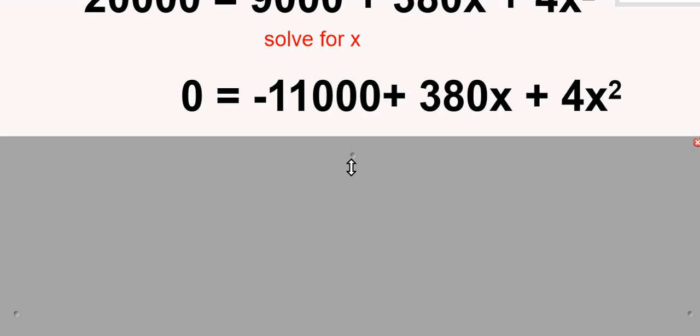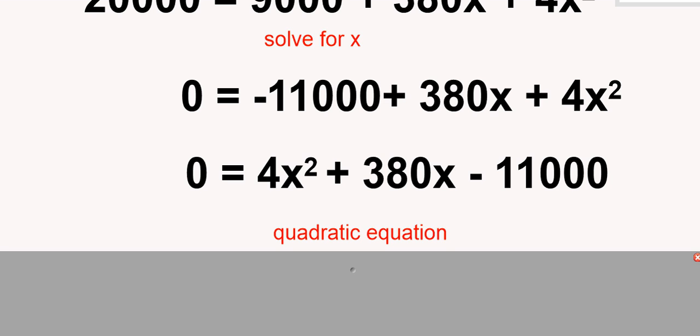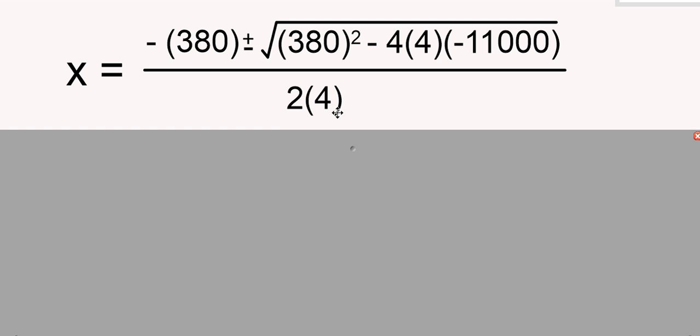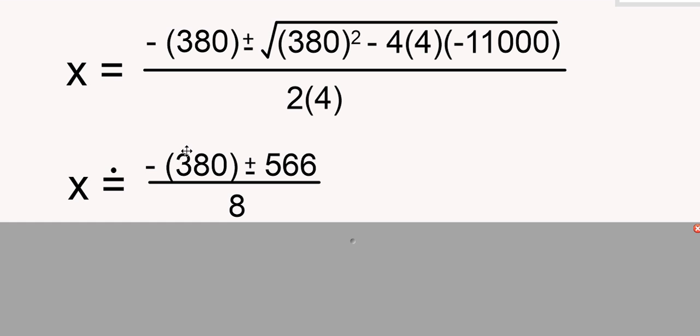And then I'm just going to rearrange it slightly because I like having my highest degree term first. And here I can clearly see a quadratic. So I could try factoring, but I'm not going to. I'm just going to use the quadratic equation. So x equals negative b plus or minus the square root of b squared minus 4ac, all divided by 2a. Do that math, and I get x is approximately, because I had to round my radical, negative 380 plus or minus 566 divided by 8.